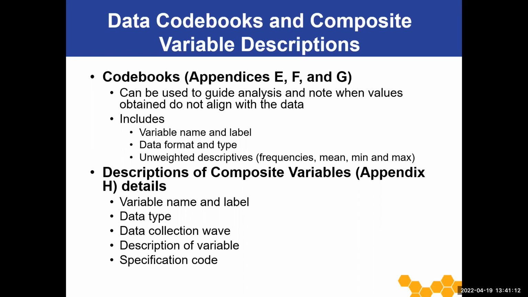Further descriptions of the composite variables are detailed in Appendix H. These composite variables, to include assessment scores, are listed in tables in Chapter 7 of the user's manual. And the manual describes how each was constructed and offers guidance on which assessment score to use for different research questions.